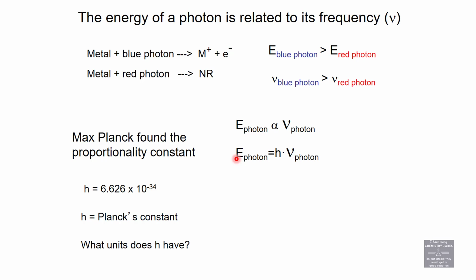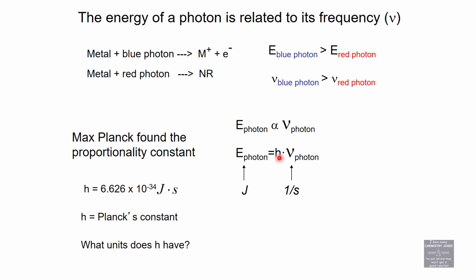What kind of units does h have? Well, energy, that's in joules. We've seen energy in joules and kilojoules and all that stuff. Energy is in joules. Frequency is in per second, also known as hertz. So if you need these units to cancel and equal joules, it must mean h has the units of joules times seconds, so that the seconds cancel and you're left with only joules.